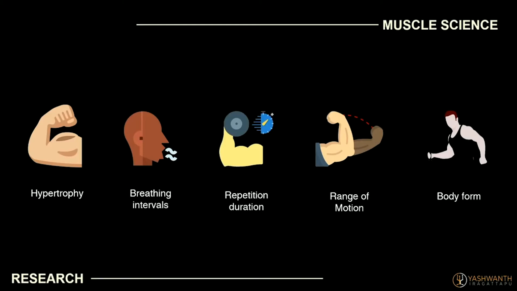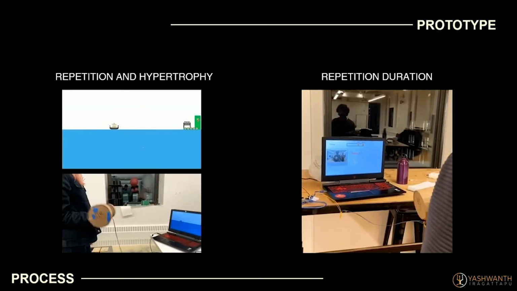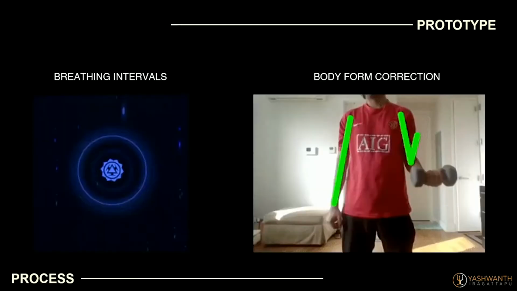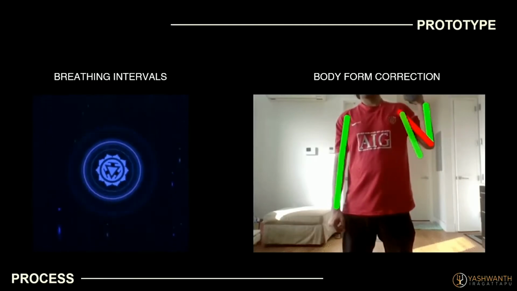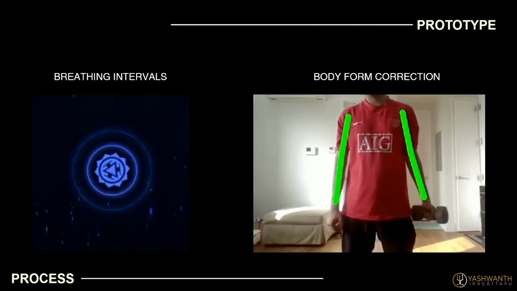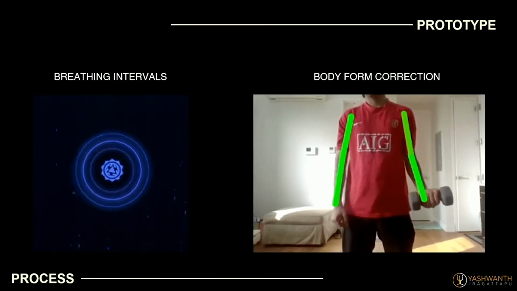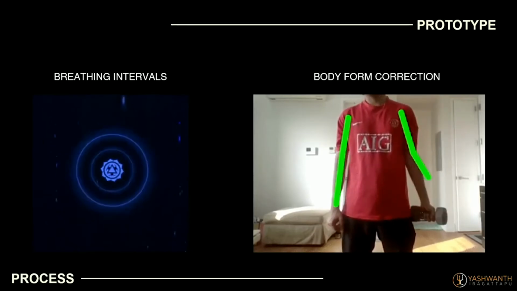So I wanted to create visual interpretations of these aspects, and so I made a few prototypes. The first one is to test hypertrophy and repetition count. The second one is to test for repetition duration. The third one is for breathing practice, and the fourth one is to check for body form correction. I used physical computing and game-like visuals to create these simulated experiences. User testing these prototypes yielded positive results, as the users were able to follow the visuals and do the necessary actions intuitively.